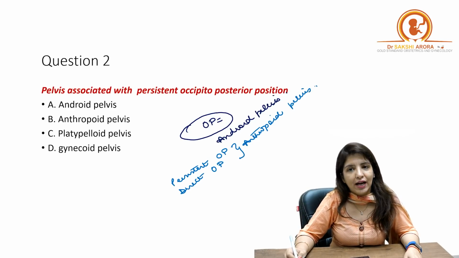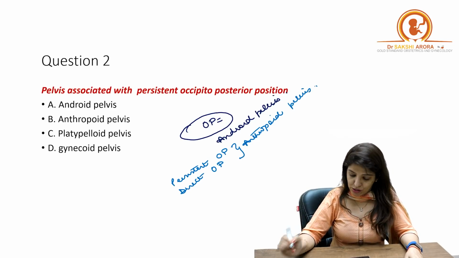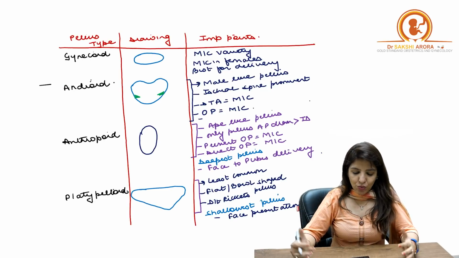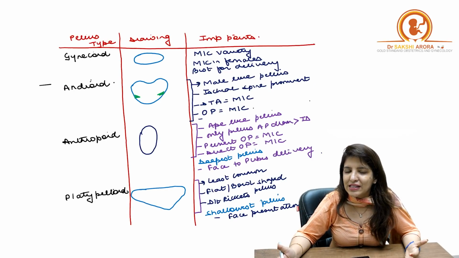And this we have done in our marrow modules also, right? So let's quickly revise the Caldwell-Moloy classification.